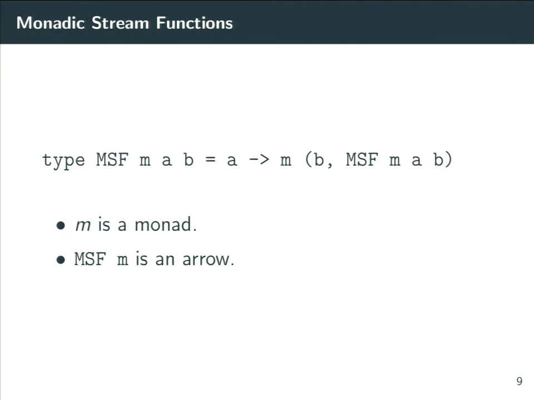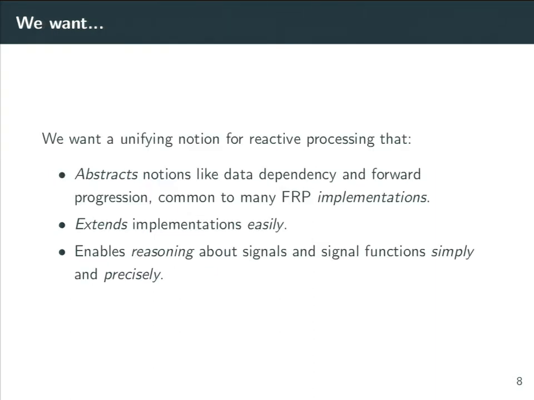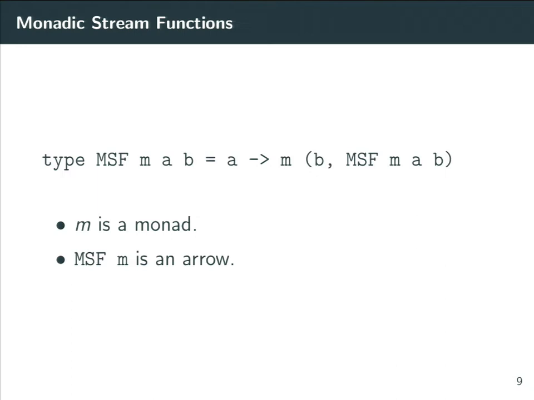If there's only one slide that you will remember, please let it be this. This is our definition, and it's extremely simple. It's very similar to what you saw for signal functions, and it's something that takes an input A and produces an output and a continuation in a monadic context. That's it. That's all. You can go home.